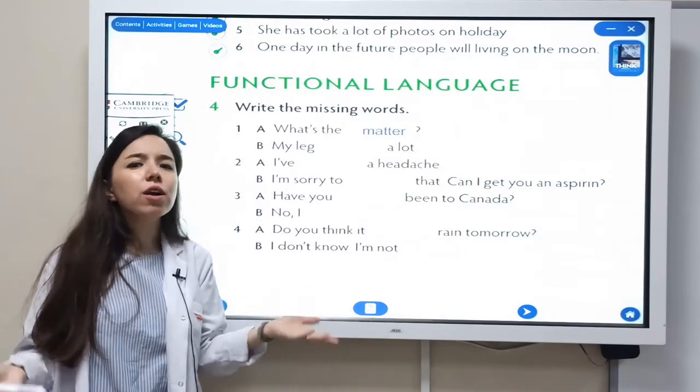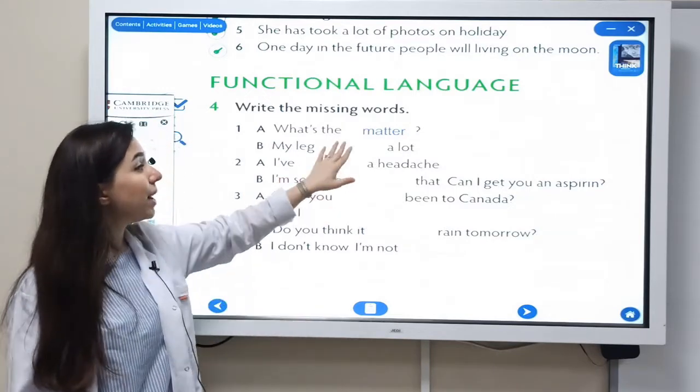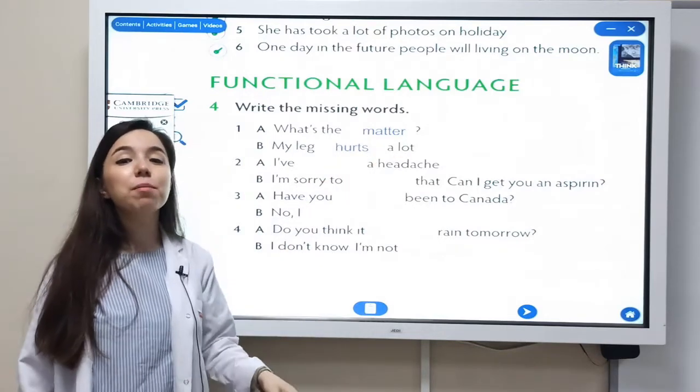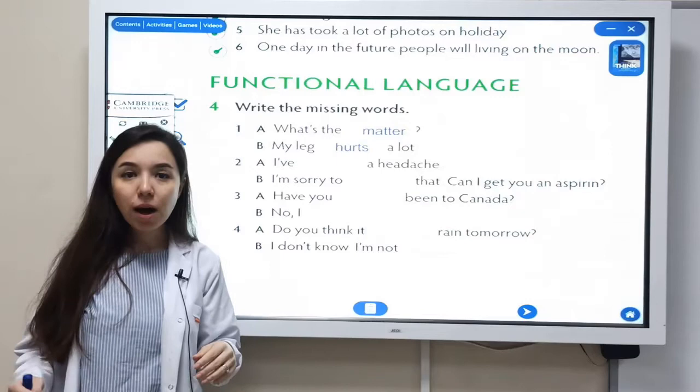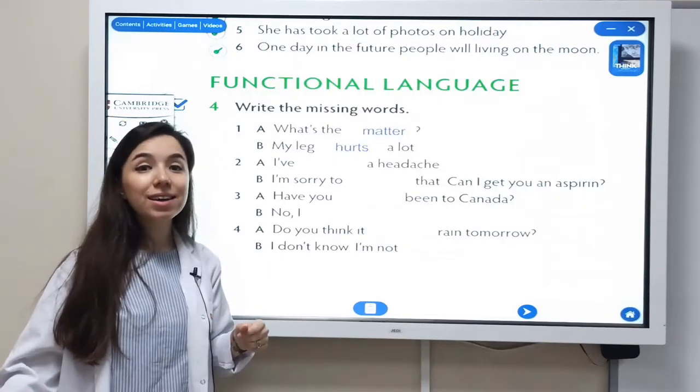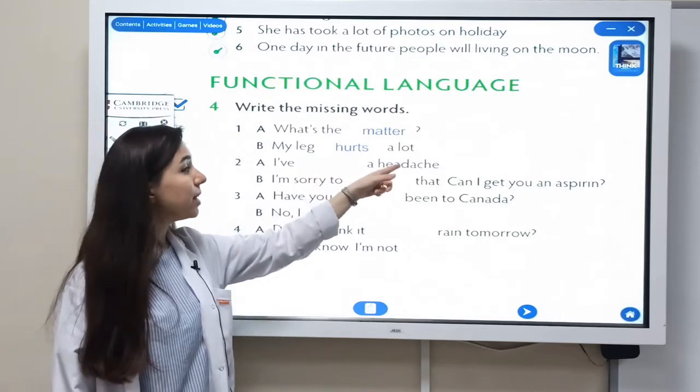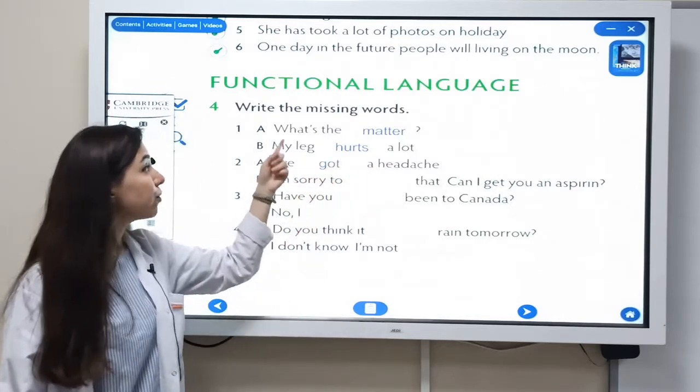What's the matter? Why are you like this, for example? My leg hurts a lot. For example, I went and played football and I hurt my leg there. So my leg hurts a lot. I've got a headache. For example, A, B.